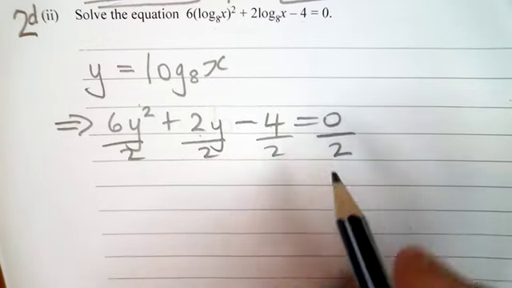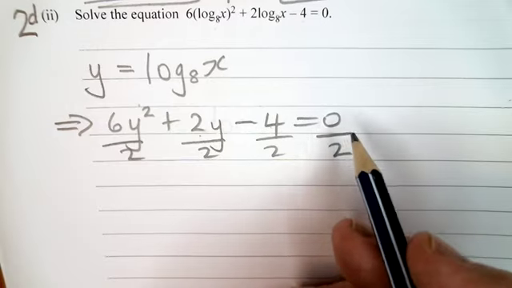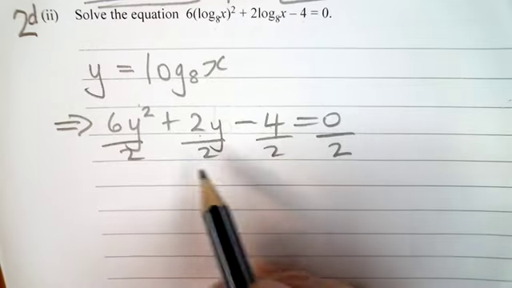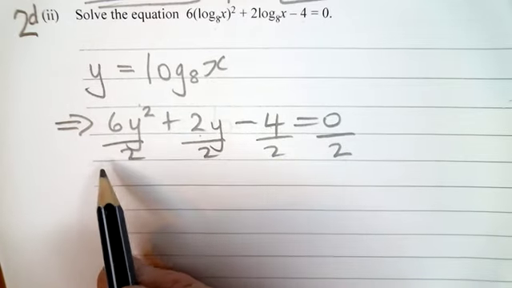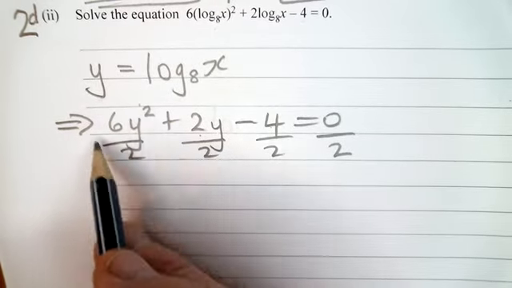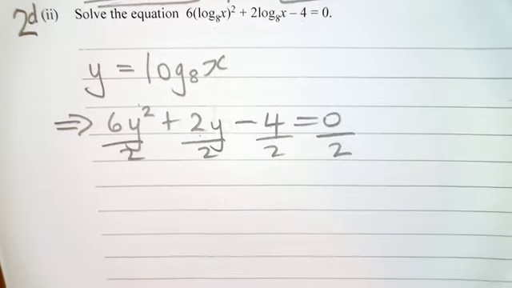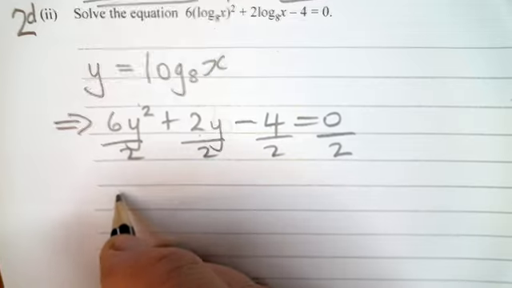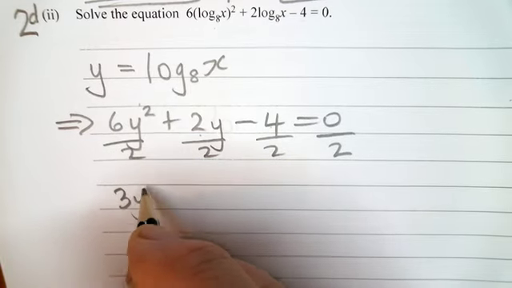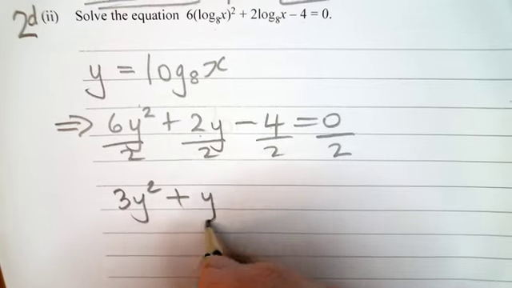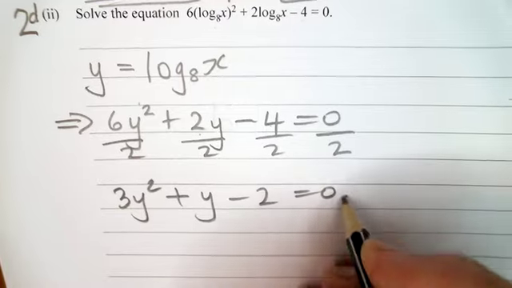If this wasn't an equation, by the way, and it was an expression instead, I couldn't just divide them by 2. I'd have to put a bracket outside with a 2 outside the bracket around the whole thing. But because we've got a 0, we can divide everything by 2. Works out very nicely, and we don't have to worry about restoring it. So 2 goes into 6 3 times. So it's going to be 3y squared plus y minus 2 is 0.